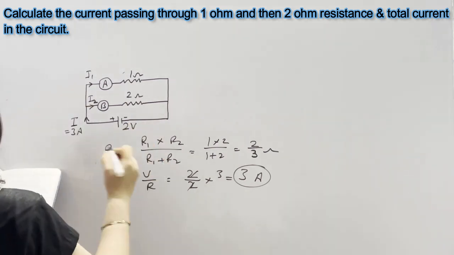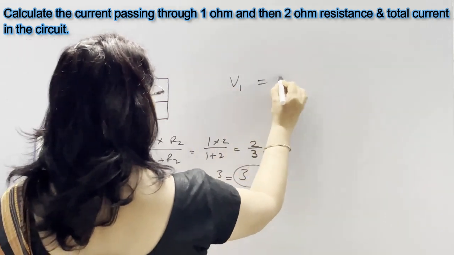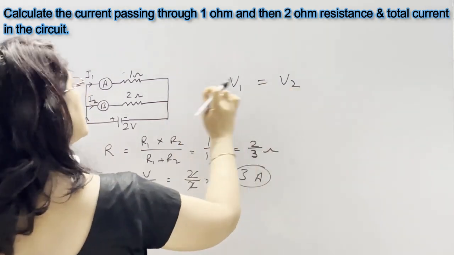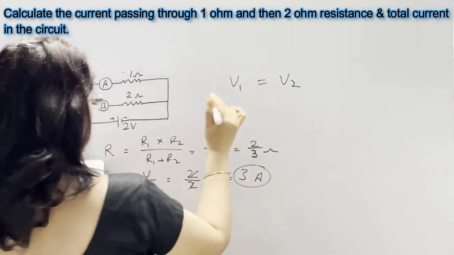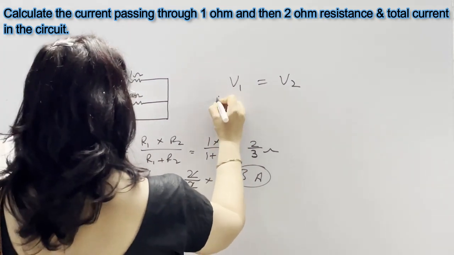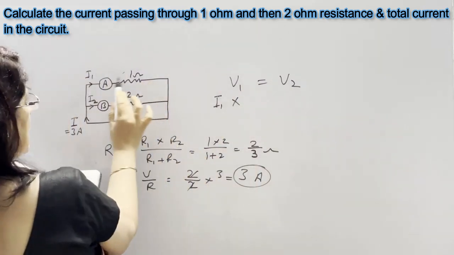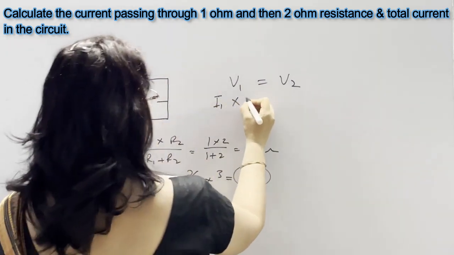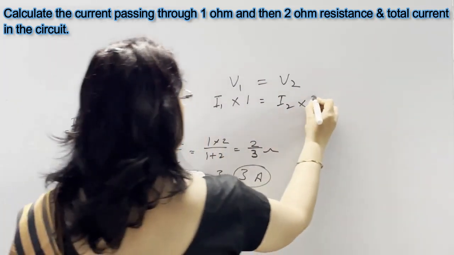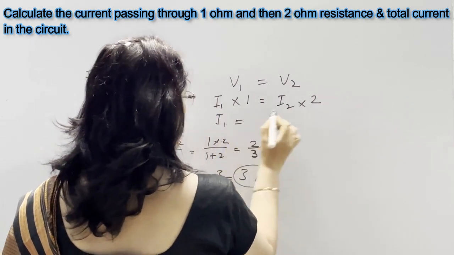Now the second method of calculation for these types of problems is V1 is equal to V2. We know that these are connected in parallel. In a parallel combination, the potential difference in these two branches remains the same. So V1 is equal to V2. So I1 into the value of the resistance in this branch, which is 1, is equal to I2 into the second resistance, which is 2. So I1 is equal to I2 into 2.